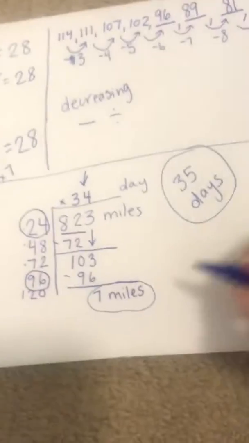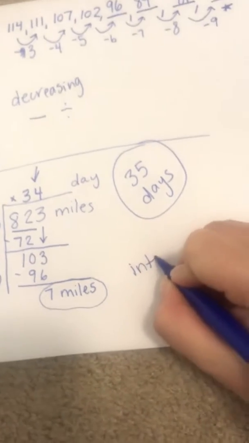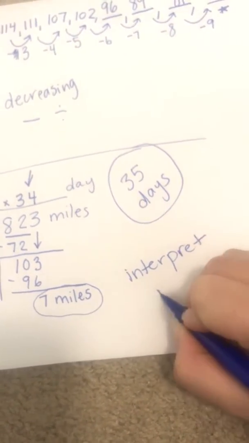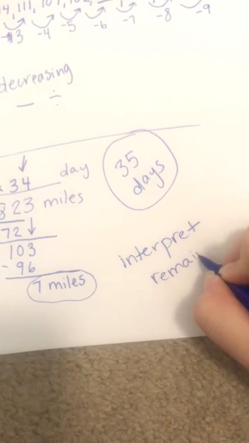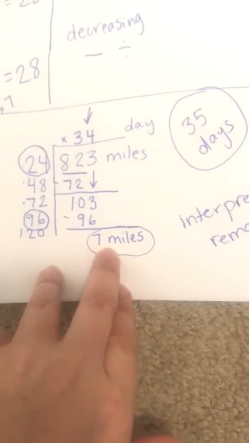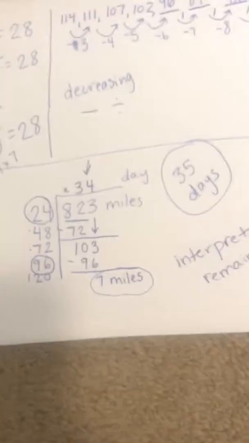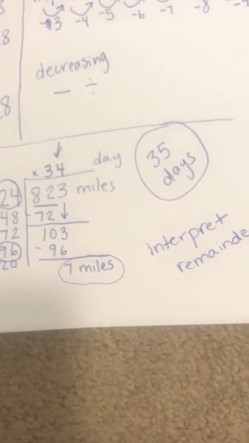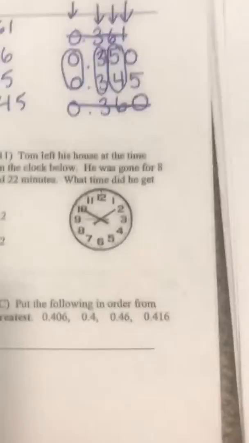So this problem is one that we've talked about when we interpret a remainder. Meaning the remainder of miles is not just thrown away or left over. We actually are going to need to add another day into our trip in order to make sure we get all the miles taken care of. Great job, guys. All right, we're going to go to our number 4.